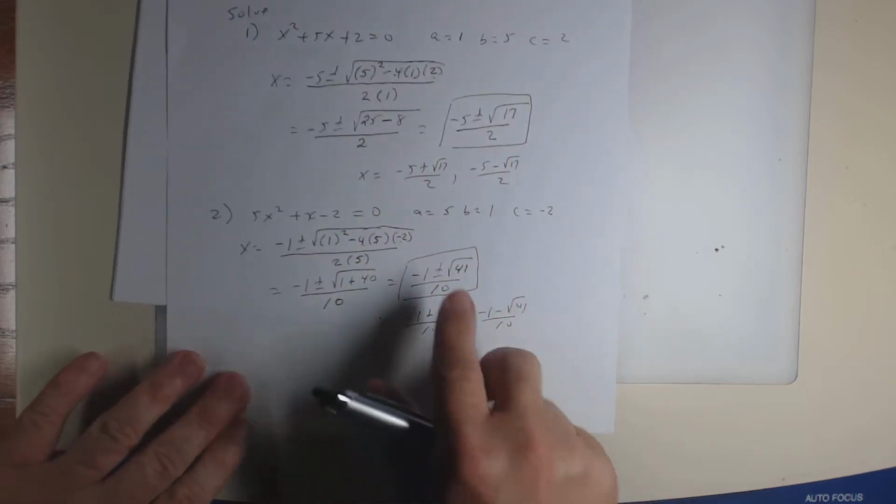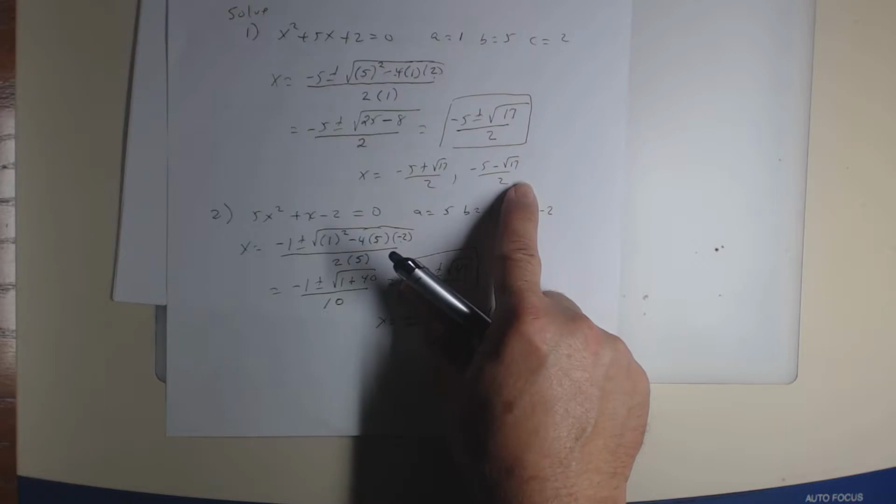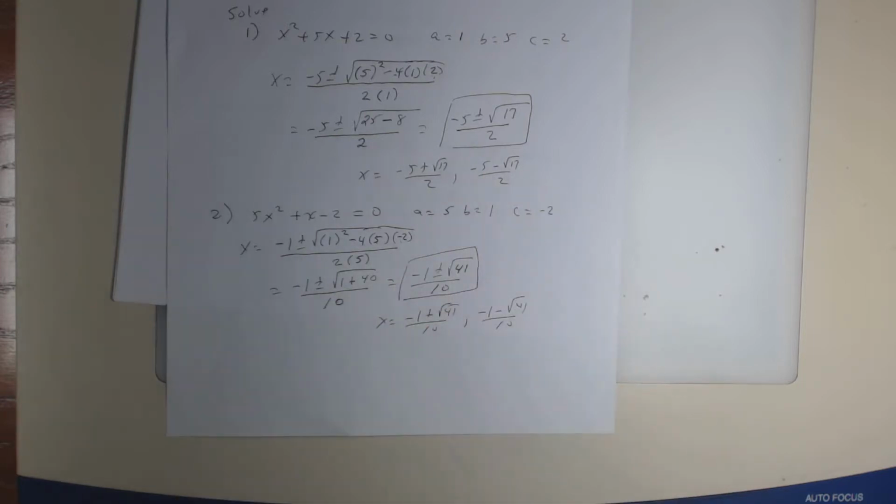And if you look at your solutions, they were what kind of solutions? Well, first of all, were they real or imaginary? They were real. Now, real can be broken down into rational and what? Irrational.